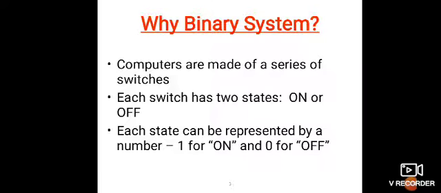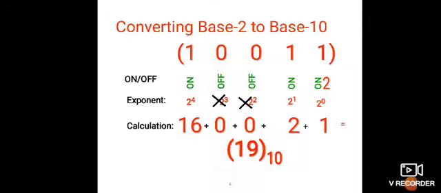Now, why is the binary system needed? We know that computers are made of a series of switches and each switch has two states. It is either on or off. Each state can be represented by a number: 1 for on and 0 for off.